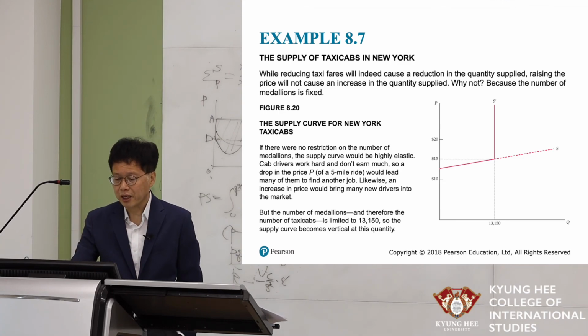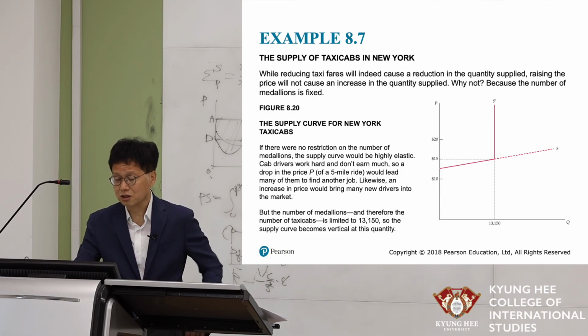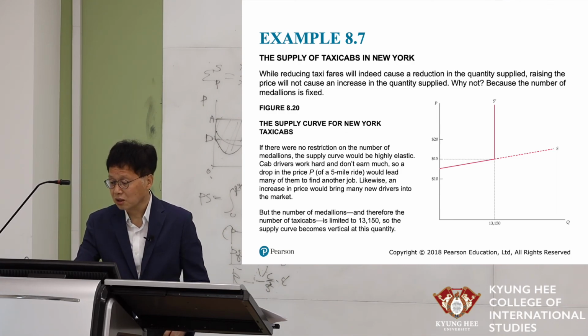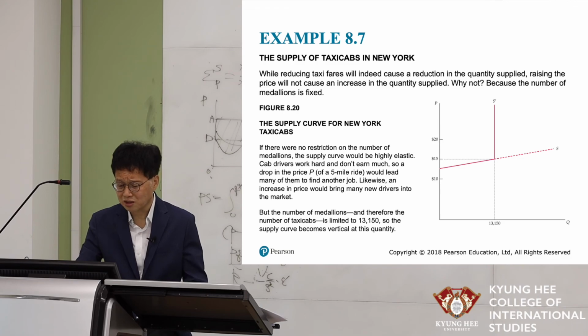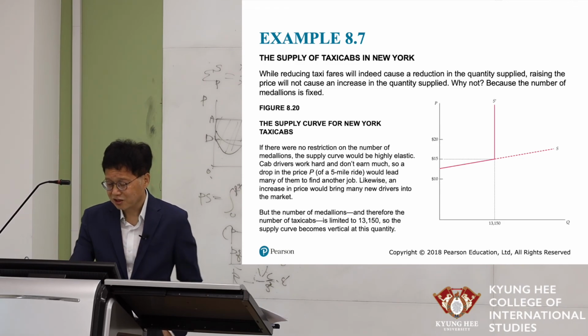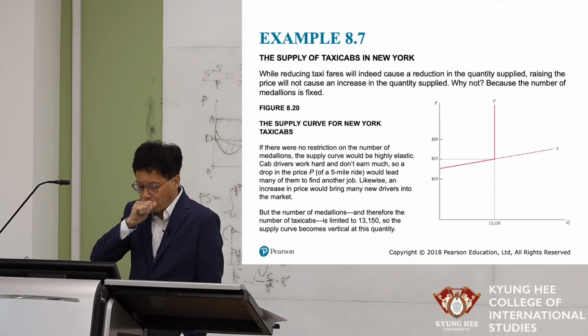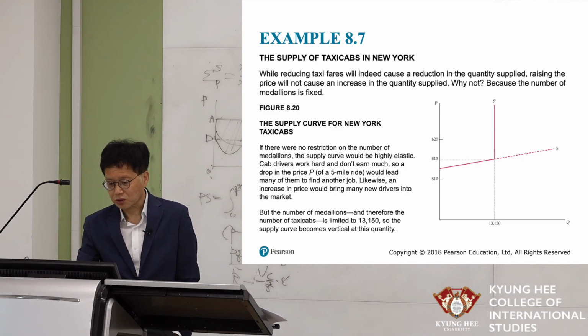8.7. The supply of taxicabs in New York. So total supply is like this. Anyway, some drivers have a license to run a taxi. Right? There is a taxicab in each city. So supply is like this. In this area, elasticity is very high, very elastic. But here, it is not elastic, insensitive. Right? That is an example.